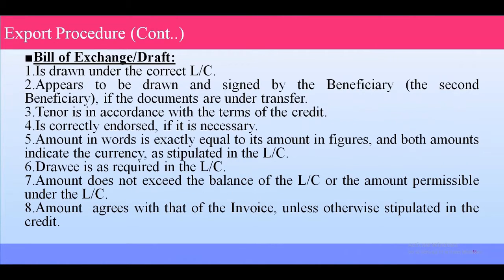Bill of exchange or draft. 1. Is it drawn under the correct letter of credit? 2. It appears to be drawn and signed by the beneficiary, or the second beneficiary if the documents are under transfer. 3. Tenor is in accordance with the terms of the credit. 4. Is it correctly endorsed, if necessary? 5. Amount in words is exactly equal to its amount in figures, and both amounts indicate the currency, as stipulated in the letter of credit. 6. Drawee is as required in the letter of credit. 7. Amount does not exceed the balance of the letter of credit or the amount permissible under the letter of credit. 8. Amount agrees with that of the invoice, unless otherwise stipulated in the credit.